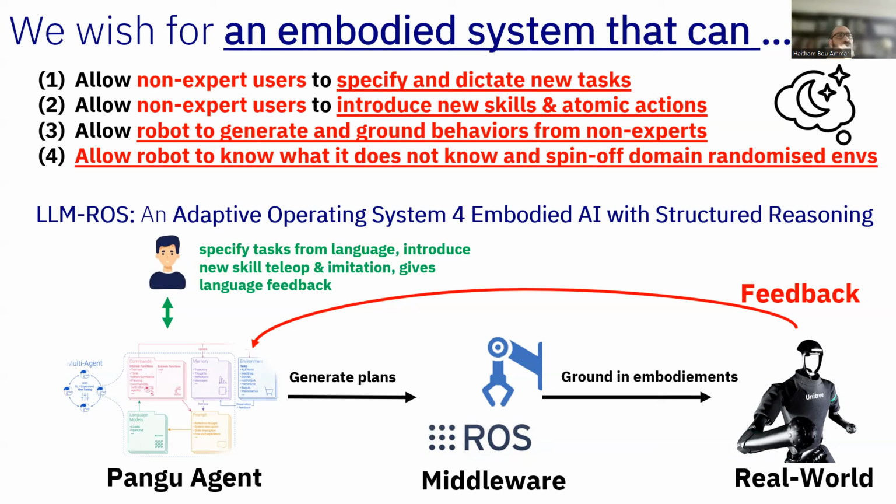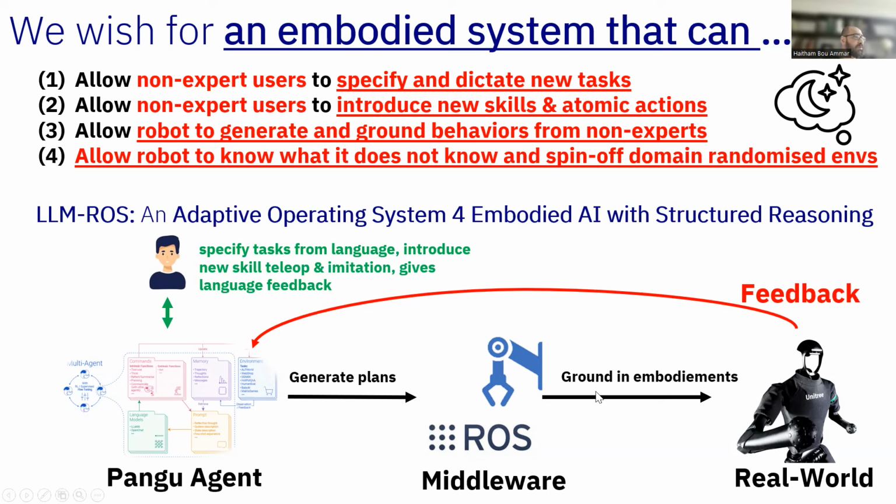Now, what is really critical in our pipeline is that we notice that large language models are typically trained on out-of-robotic-domain data, right? So they're not necessarily grounded in the affordances of the robot. So that's why what we do is we allow feedback from the real world or from the user in order for the Pengu agent to replan and ground its abilities in the real world.